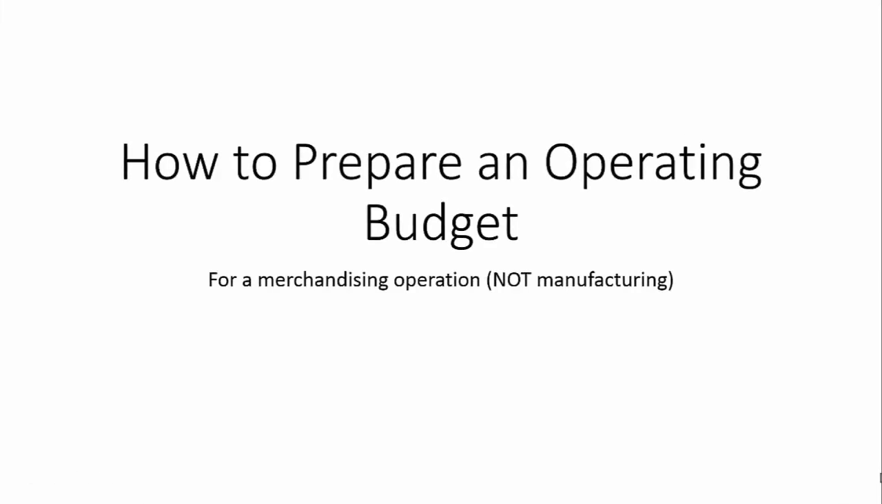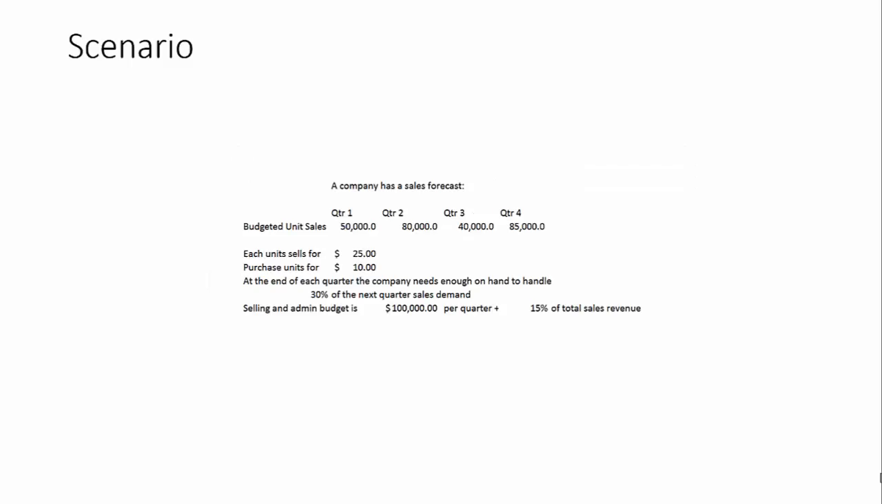Alright, in this video, what we'll be doing is preparing an operating budget. The difference between this video and another video I have about preparing an operating budget is that we're now going to look at a merchandising company. Production is handled a little bit differently in developing an operating budget than in a merchandising firm. A merchandising firm would be somebody who is buying product and selling it as is with just a markup on it. So here's our scenario.